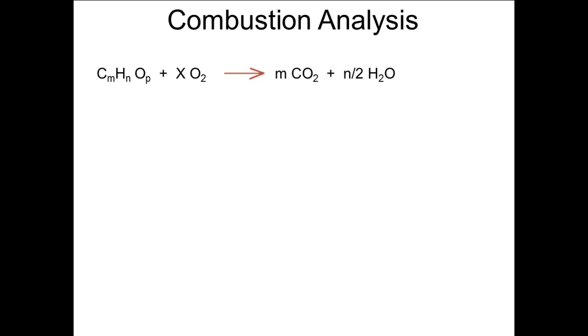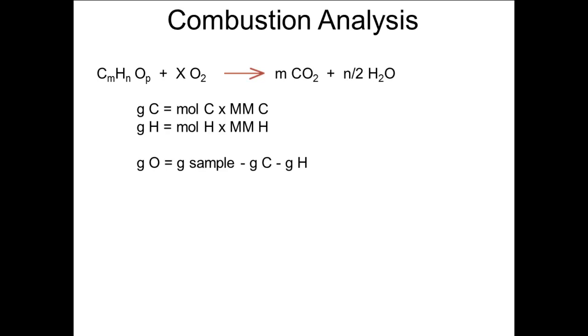To find the moles of oxygen present is more difficult. We need to know the mass of the original sample and the mass of carbon and hydrogen in the sample. Then we find the difference. So we find the mass of carbon by multiplying moles carbon by molar mass, and the mass of hydrogen by multiplying the moles of hydrogen by the molar mass, and subtract each of these from the mass of the original sample.